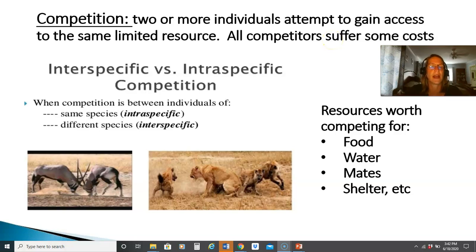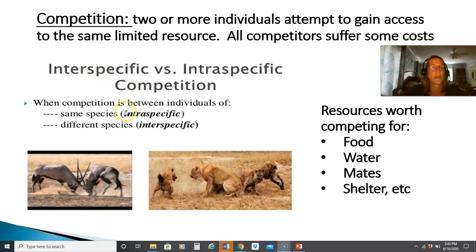So there's really two categories of competition: interspecific competition. Interspecific competition means competition between individuals of different species. Okay, so that's interspecific. One way I remember that, I don't know if you all are aware of this, but the word inter means between. So interstates are highways that go between states, connect different states together.